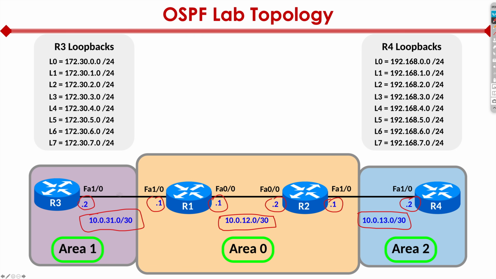And on router 3, I've got a bunch of loopbacks that are defined. These loopbacks are representing different types of networks or subnets that are behind router 3. And similarly to the right on router 4, I've got a ton of loopbacks that are representative of different subnets or networks that are behind router 4. With this context in mind, let's quickly jump into the CLI.